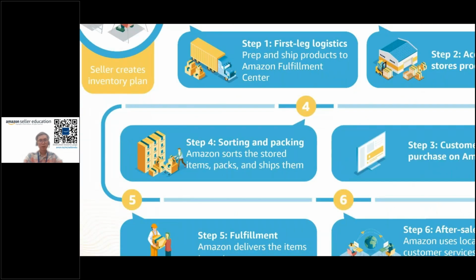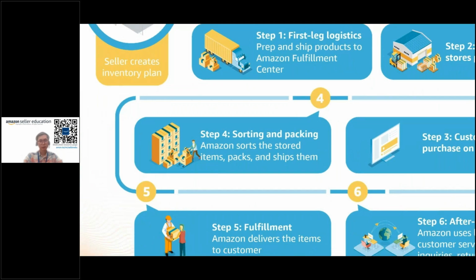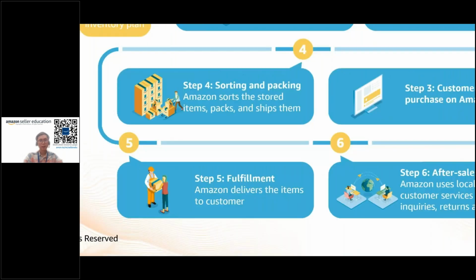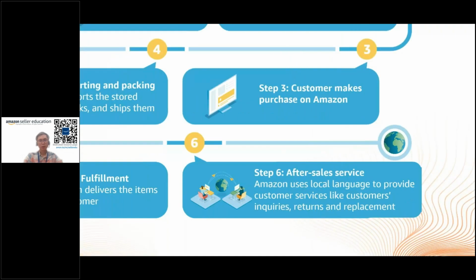Amazon will sort and also pack the item and ship it for you. That is step four. And then on step five, you can see that Amazon will also deliver the product for you if you're using FBA. And lastly, any after-sales services will be provided by Amazon in the local language if you are selling into different stores globally.